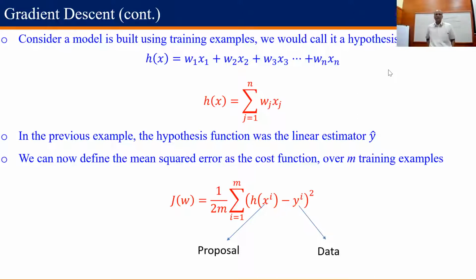Now we define the mean squared error as the cost function or the loss function. Computer science people call it the loss function. We call it the cost function J, over M training examples. There are M training examples. There are M situations of individuals crossing the road.